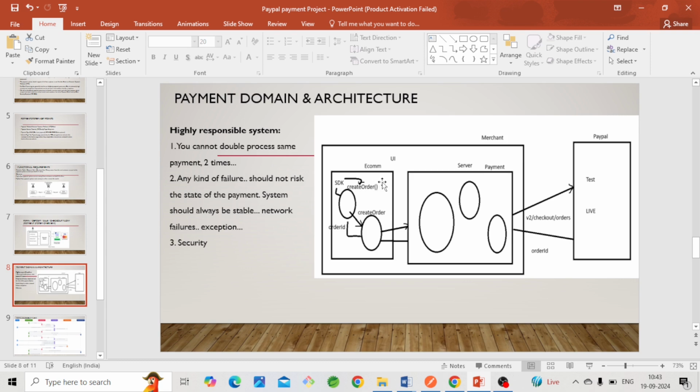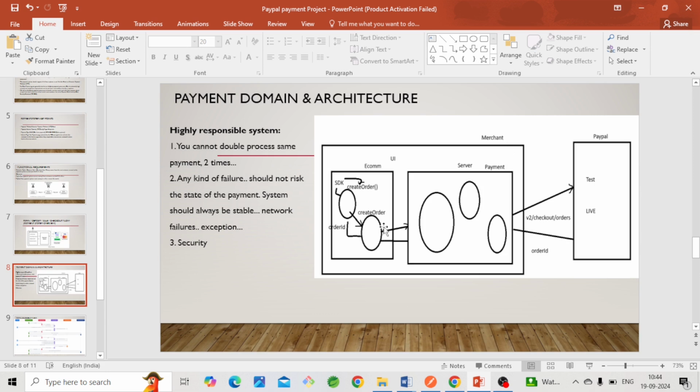The Amazon app does not directly make an API call to the third-party provider we discussed, the PSP, PayPal. It calls the payment system, and then the payment system calls PayPal. So this is the flow. Together, the e-commerce client and our payment system are called the merchant.